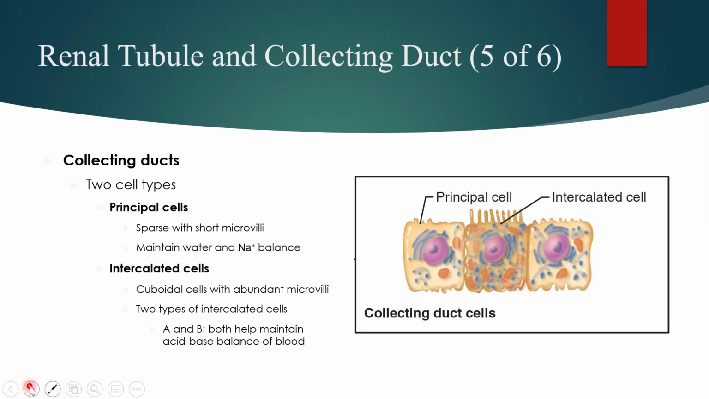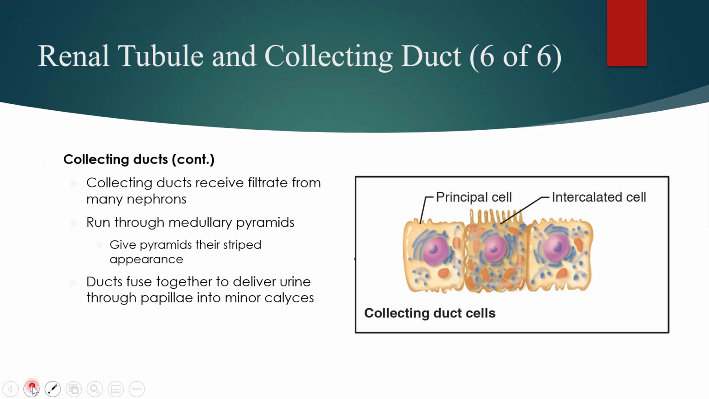Okay, so now we have the collecting ducts, which have two cell types. The first type is what's called the principal cells. It has short microvilli. It's sparse. You don't have much of it. They do maintain water and sodium balance. And you have your intercalated cells. This middle part here is the intercalated cells. They do have abundant microvilli, and there are two types of intercalated cells. You call them A and B. Both help maintain acid-base balance of the blood.